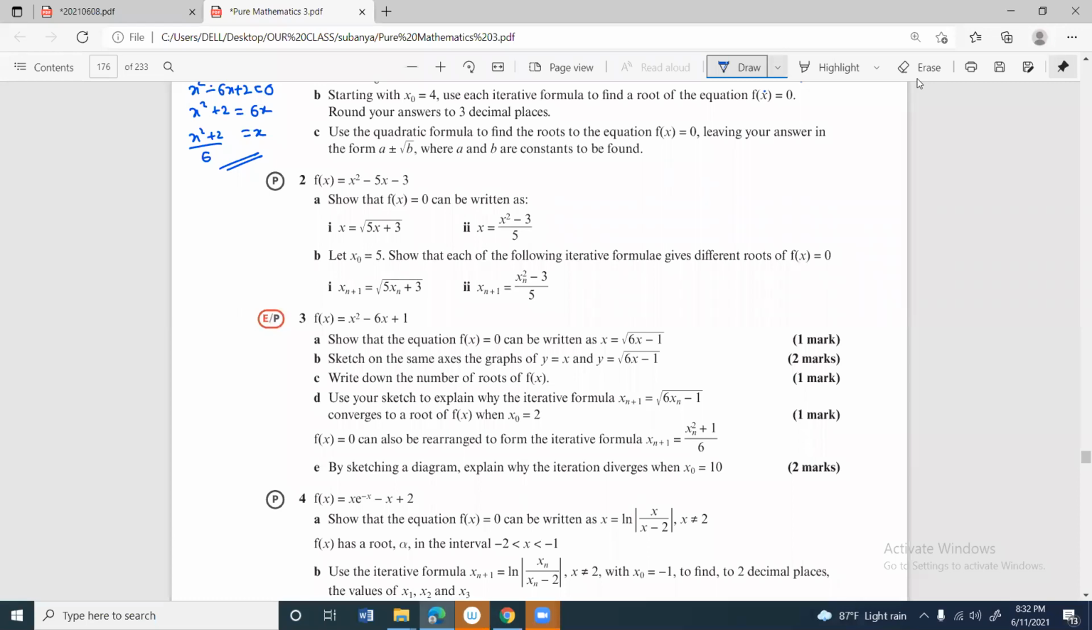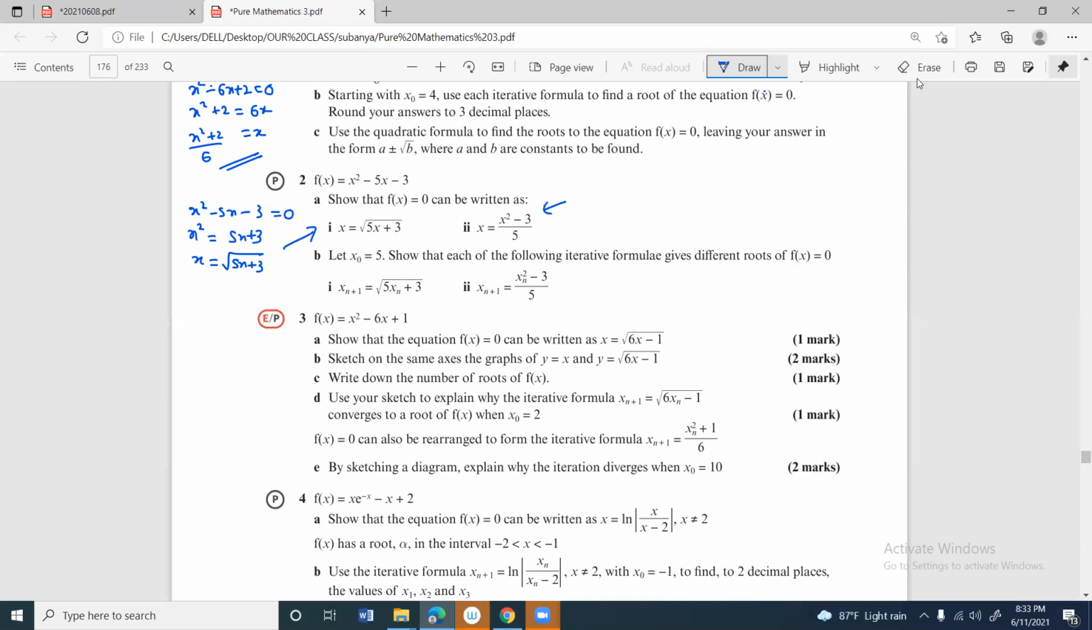Now, if you start with this question, f(x) equals x squared minus 5x minus 3, show that f(x) equals 0 can be written in this form. So you can write x squared minus 5x minus 3 equals 0. Here the square root is there, therefore I bring the 5x minus 3 to the other side. It's plus 3. Therefore, x is equal to the square root of 5x plus 3. That is the answer for this particular one.